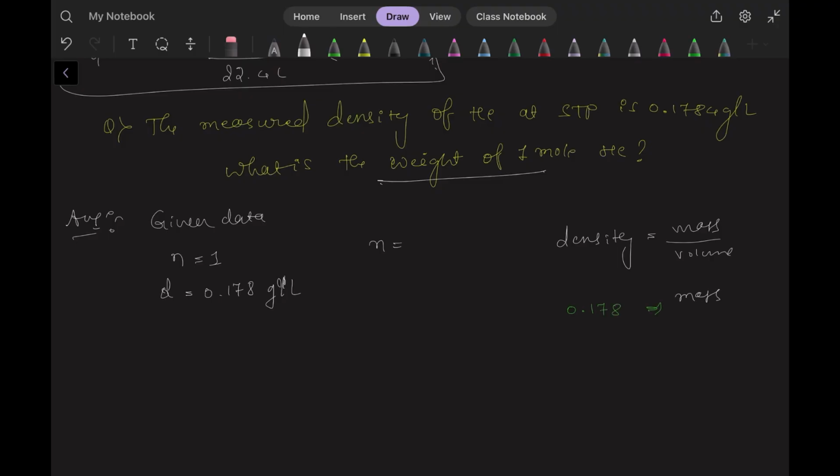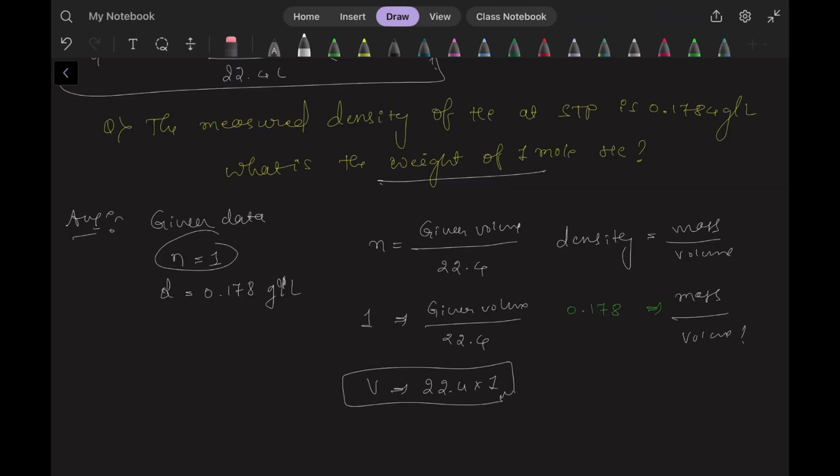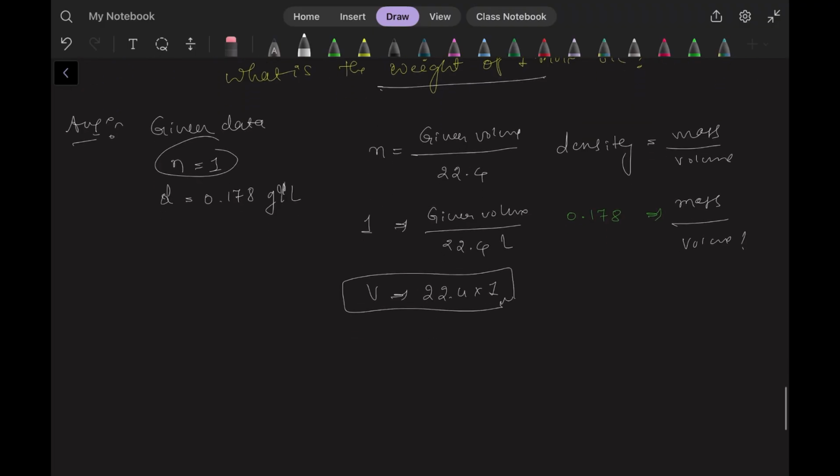You don't know the volume. Therefore, try to find the number of moles in terms of volume, that is, given volume divided by 22.4. So we don't know the volume, but we know the moles, that is 1 mole. Given volume we don't know, divided by 22.4. Now the given volume means how much did I get? 22.4 into 1, nothing but 22.4 only. So this is the first thing, 22.4 liter.